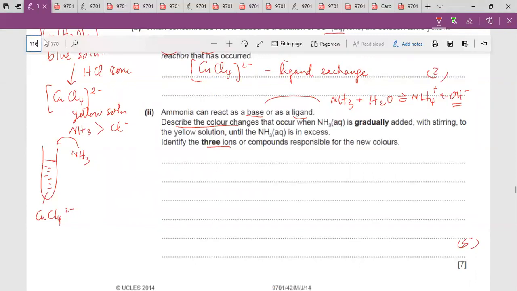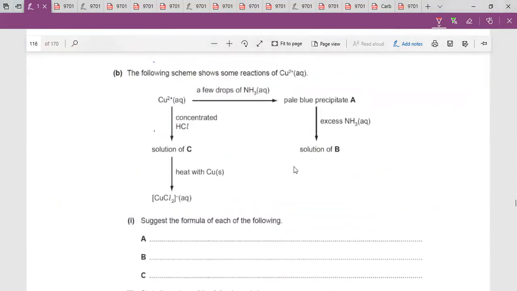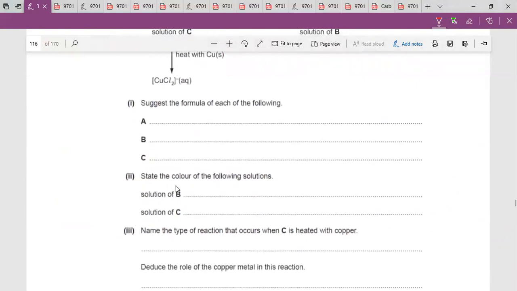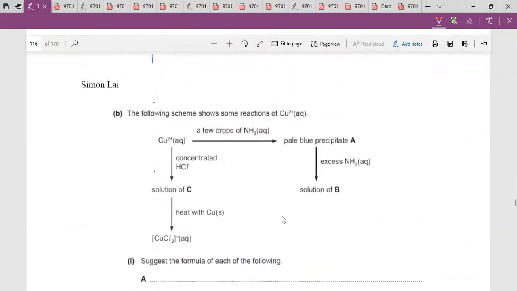116. Okay, here. Now here is a scheme, quite simple. They ask you for formulas and colors, type of reaction, and the role of the copper metal. Okay, let's go to here. Simple again. See, they put an equals here, which means it's copper. You want to put it down in exams, you can do so. You know that it's an aqua complex, and you put ammonia, a few drops. You may know this acts as a base.